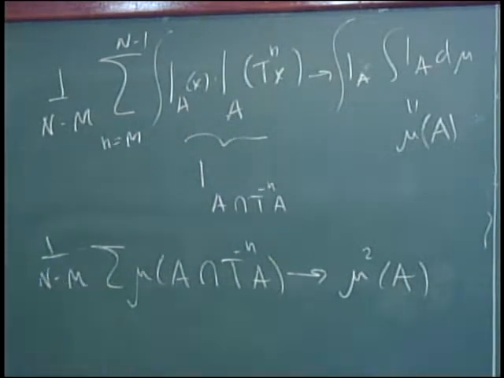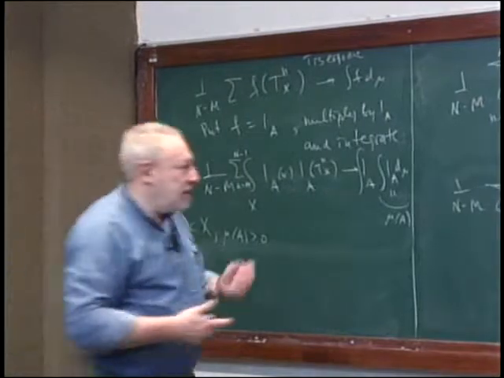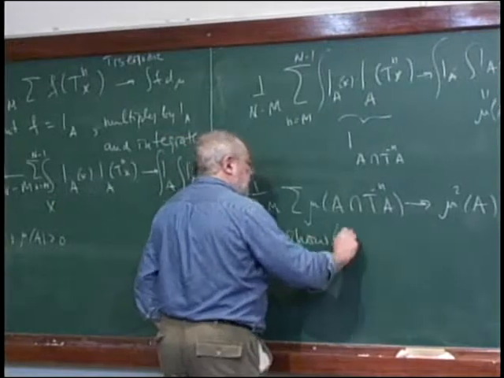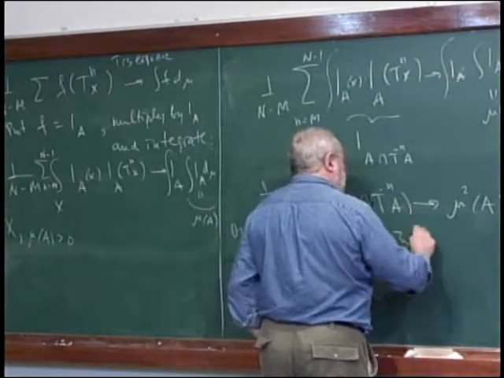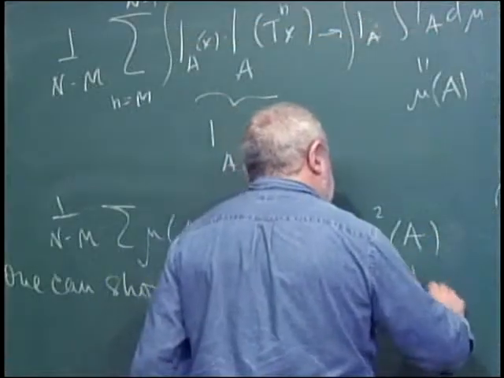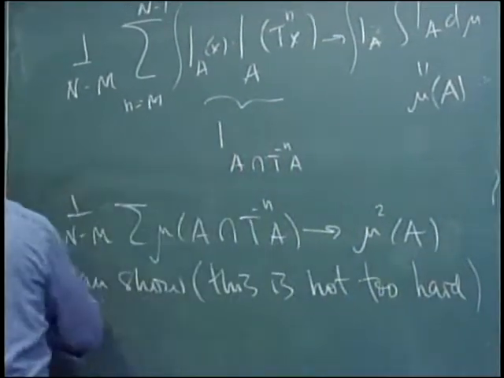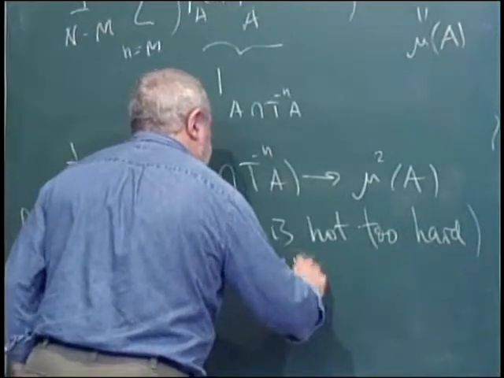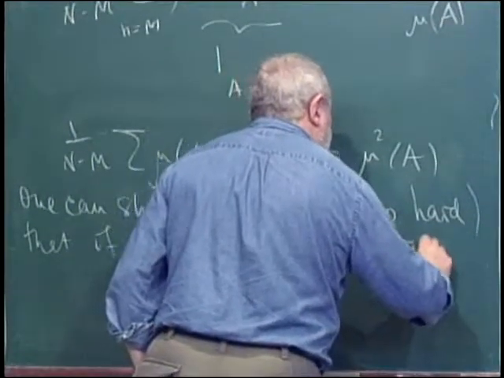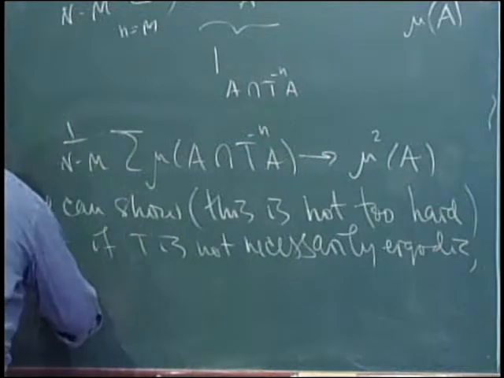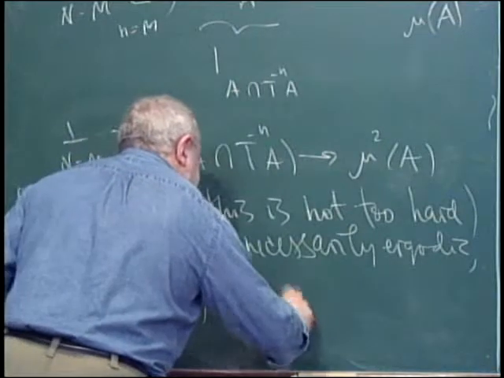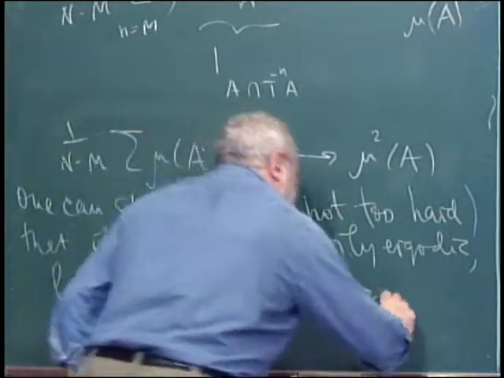In the ergodic case, things are okay, but I'm interested in Poincaré recurrence, and I'm going to drop the assumption of ergodicity. So one can show, this is not too hard, that if T is not necessarily ergodic, then the lim inf of 1 over n minus m of mu of a intersection t minus n a is always bigger or equal than mu square of a.